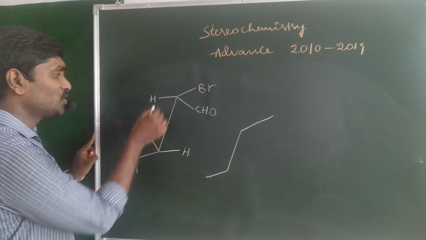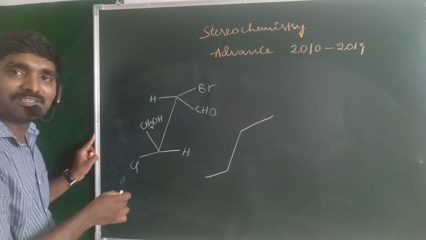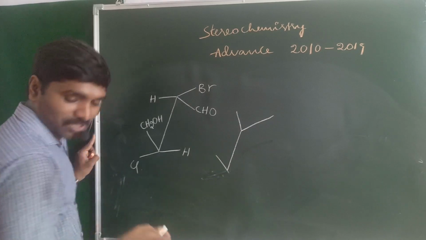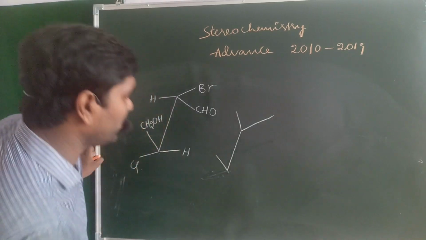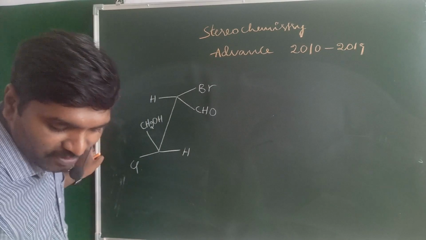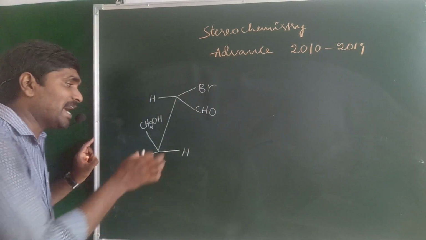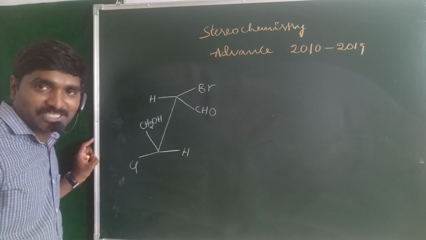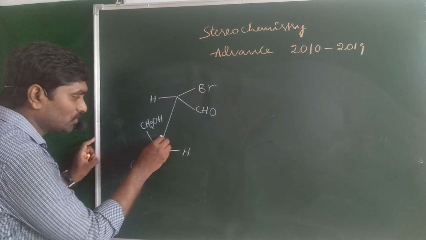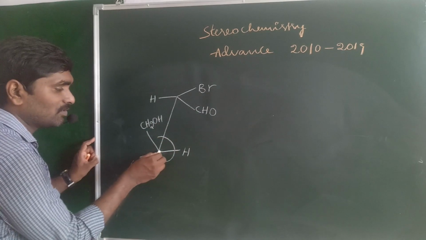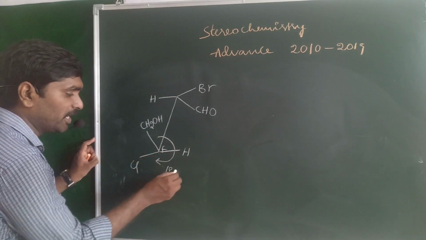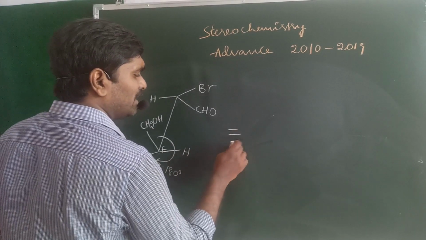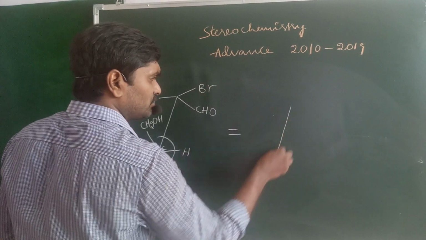Here the H and CH2OH both are opposite to each other, so they are not in a parallel position. Parallel means like this. So that is a staggered conformation. First you should convert the staggered conformation into the eclipsed conformation by doing only one change. I'll just rotate this front carbon by 180 degrees, and I'll get the eclipsed conformation.